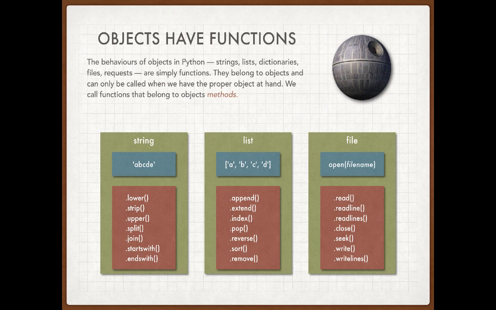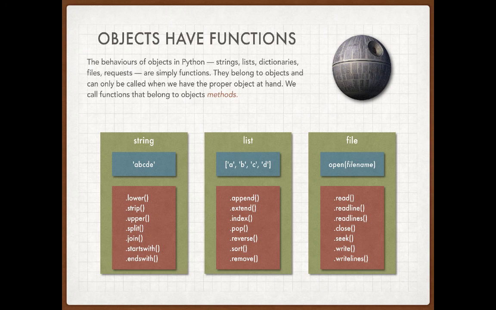Now, in this particular case, we can't call any of these functions unless we happen to have at hand the object that they belong to. So for example, lower and strip and upper and split all belong to a string object. So that means we can't call lower or strip or upper or split unless we have a string. And the same thing for a list, right? We can append to a list or extend a list. We can find the index of a particular element in that list. We can sort a list. We're going to play with that a lot later.